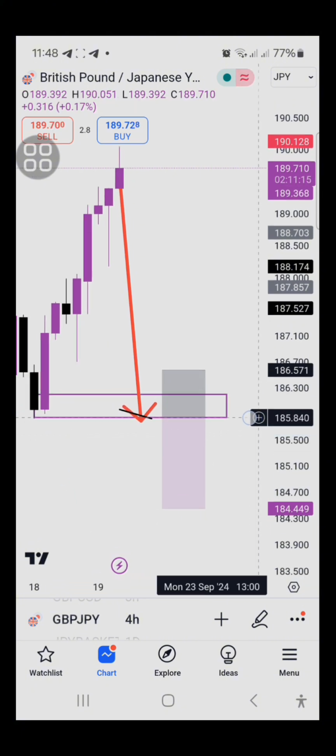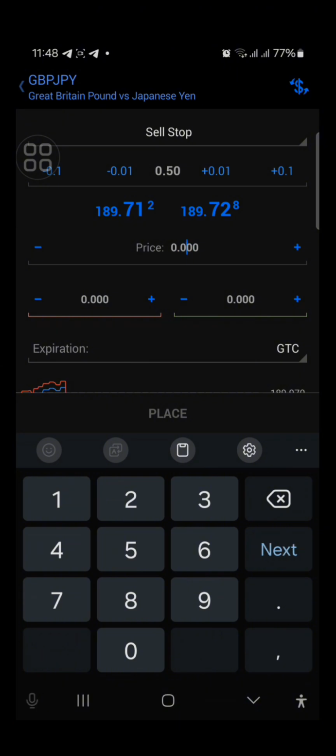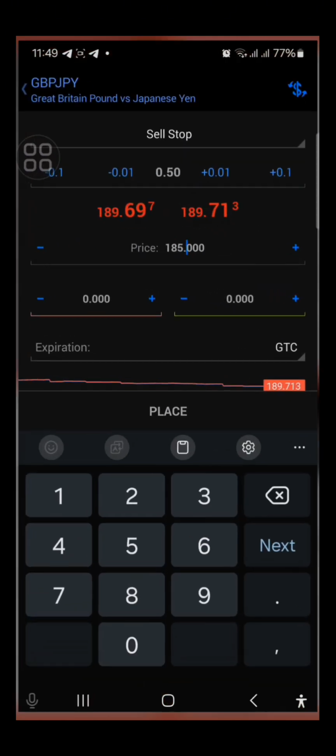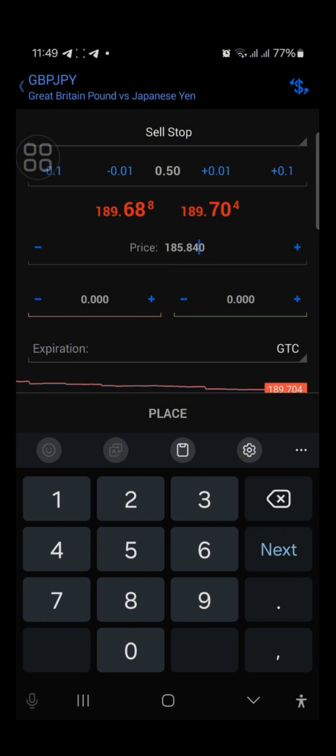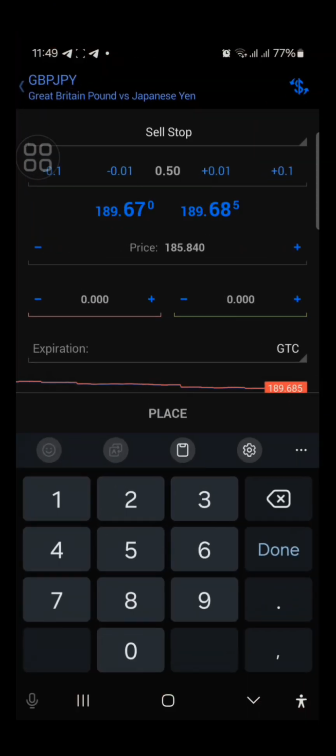So we have the entry price right here, 185.840. Remember, change it. This is sell stop this time. Then stop loss as usual. Make sure you do not forget to put in your stop loss, please, so that you don't blow your account even in your absence. 186.567. And then lastly, it's pretty easy.